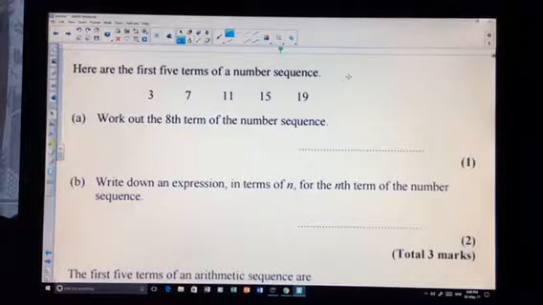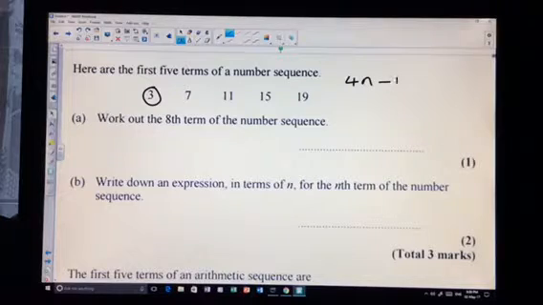So it's going to be related to 4n, obviously, because that goes up in 4s too. This one starts off with 3. My 4n would start with 4. So this is obviously 1 less than that. So therefore this is called 4n minus 1. So that's what this sequence is called. It's called 4n minus 1.